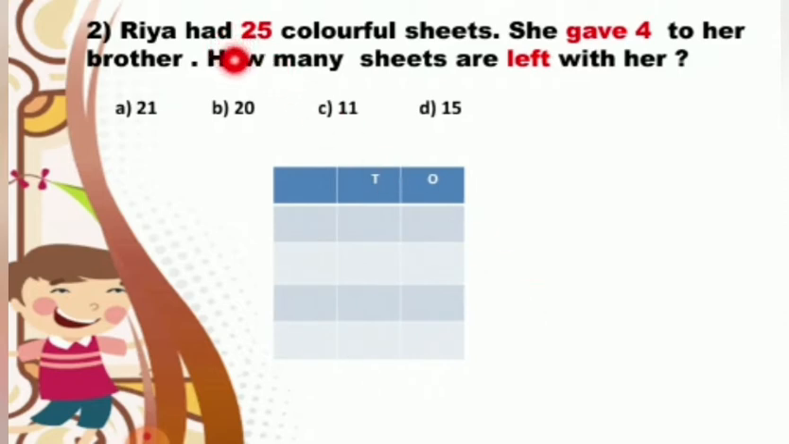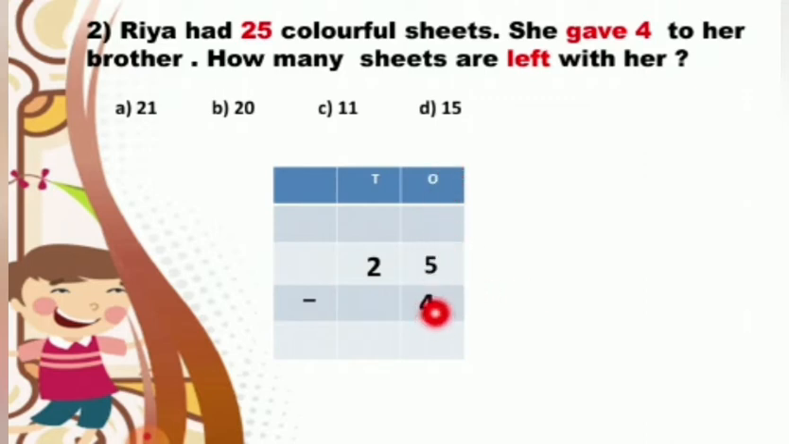First, she had how many colorful sheets? 25. So 2 in tens column, 5 in ones column. Then she gave 4 to her brother. 4 is a single number. So we will write it in the ones column, and it's a word of left. We are doing subtraction. So we will use the sign of minus. Now let's do the subtraction.